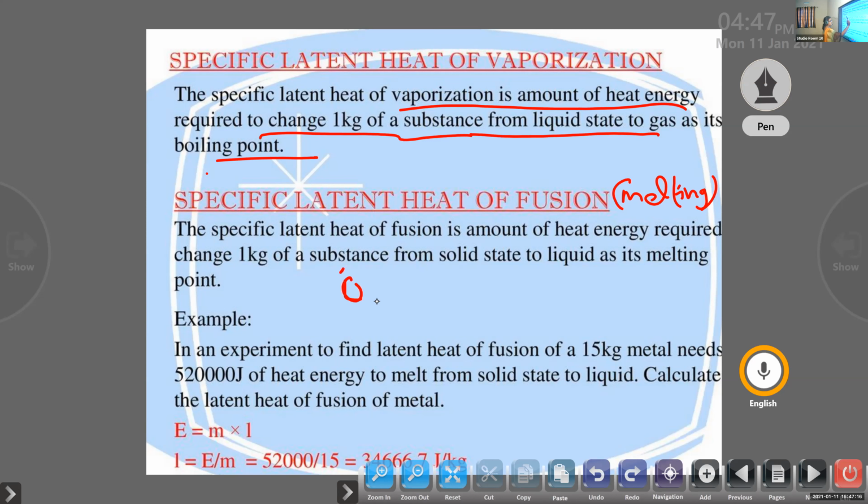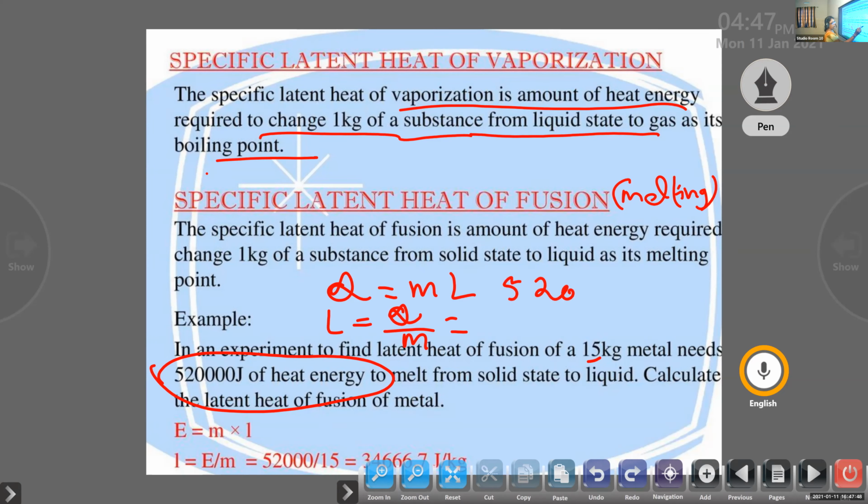So we have Q is equal to ML, therefore L is equal to Q by M. It's a direct, objective type question. Mass is given to you, and the amount of heat energy absorbed for that particular metal to turn from solid into liquid is given, 5,20,000 joule. Then just substitute into the equation, you will get the answer. That is 5,20,000 divided by 50.